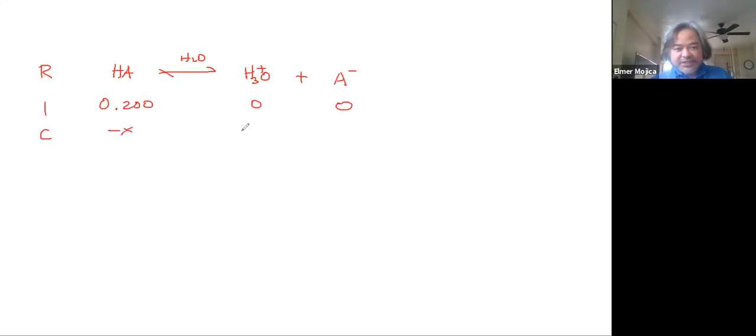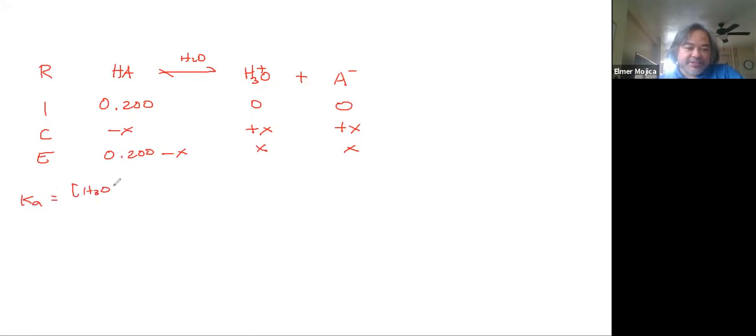So this is a minus X and this is a plus X plus X. And if you look at the equilibrium, this will give you 0.2 minus X, and this is X and this is X. And if you're going to write the dissociation constant for it, it's Ka equals H3O plus times A minus divided by HA.